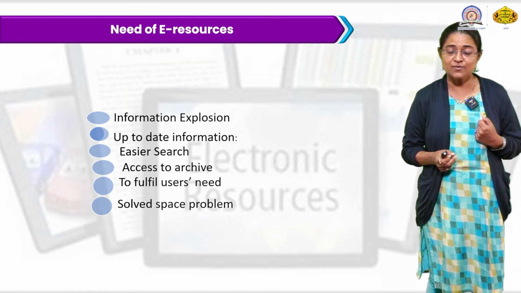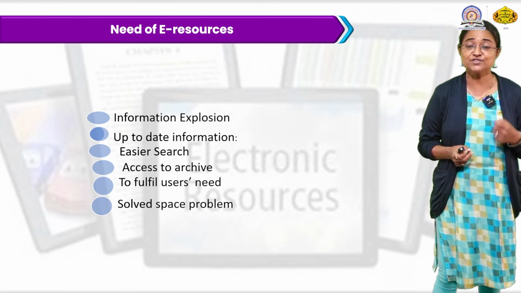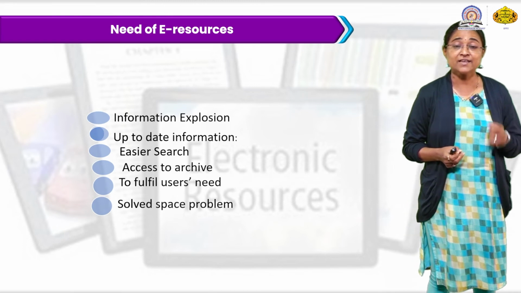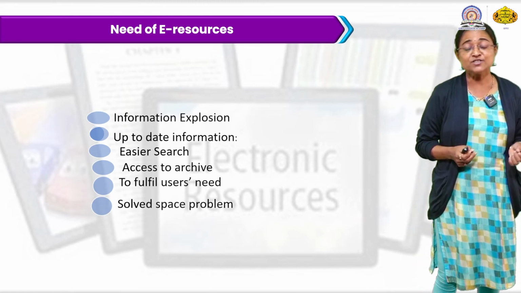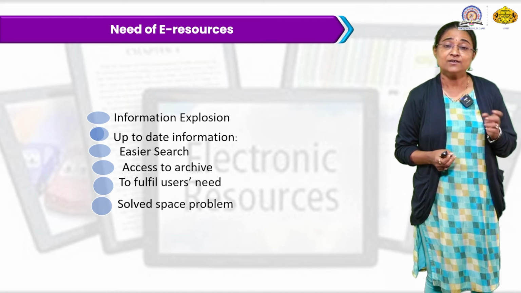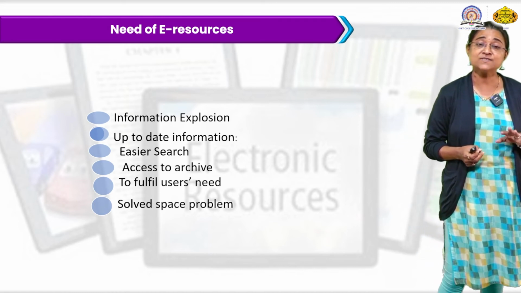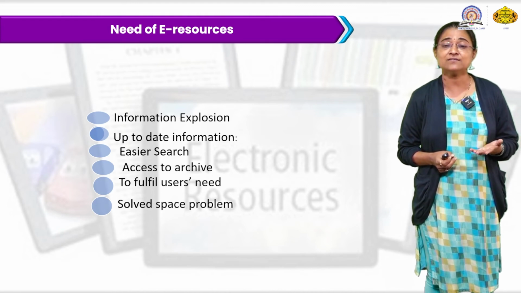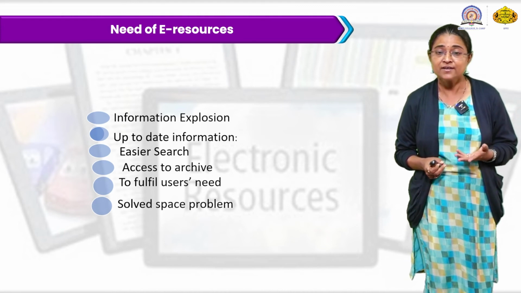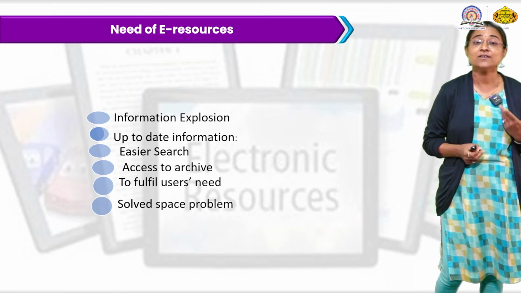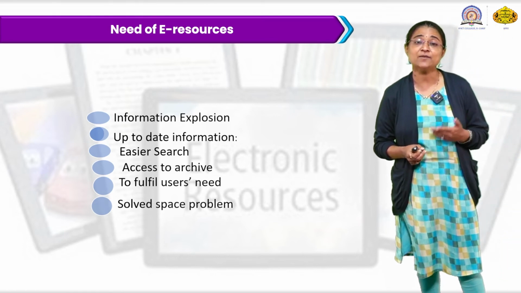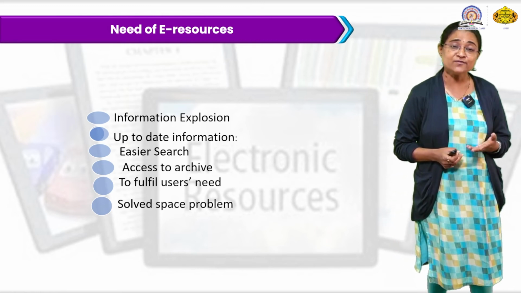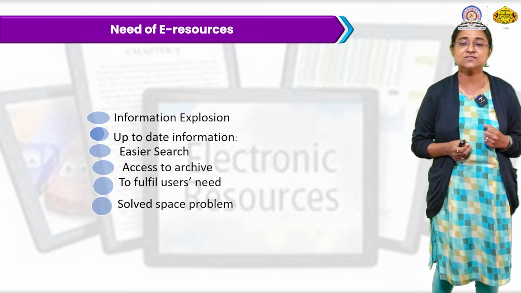Okay, so the nascent information, which is important in case of science and technology, takes 2 to 3 months for publishing in a research journal, while if it is published in an online format on the internet, then one can save the time of the researcher. It can give them up to date information. That's why we need e-resources.